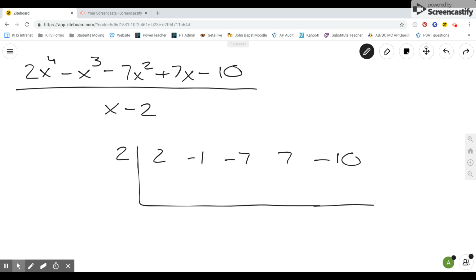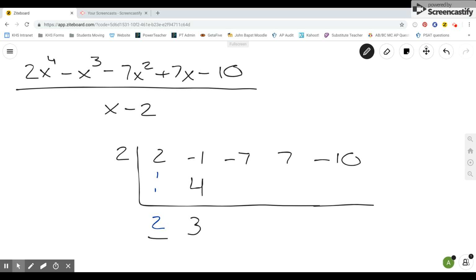And the first thing that you do is you carry down that 2. So you carry this term down, and we write it as 2. And then we say 2 times 2, so we take whatever our 0 is, in this case it's 2, times the term down here, 2, which gives us 4. And then we add -1 plus 4, which gives us 3. And then we just follow this pattern throughout the entire process.